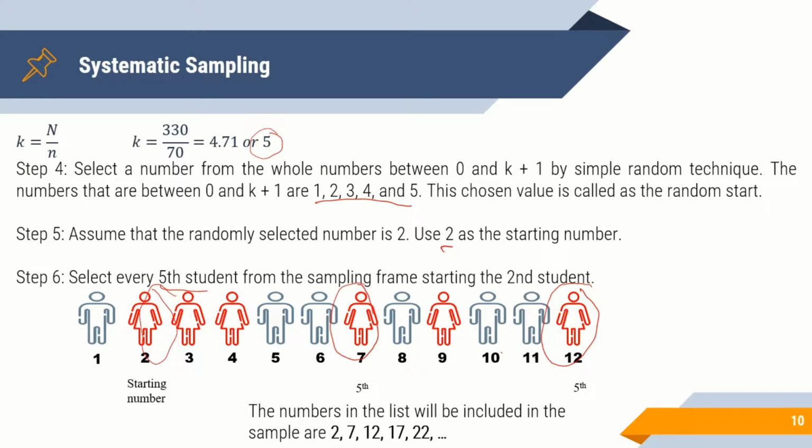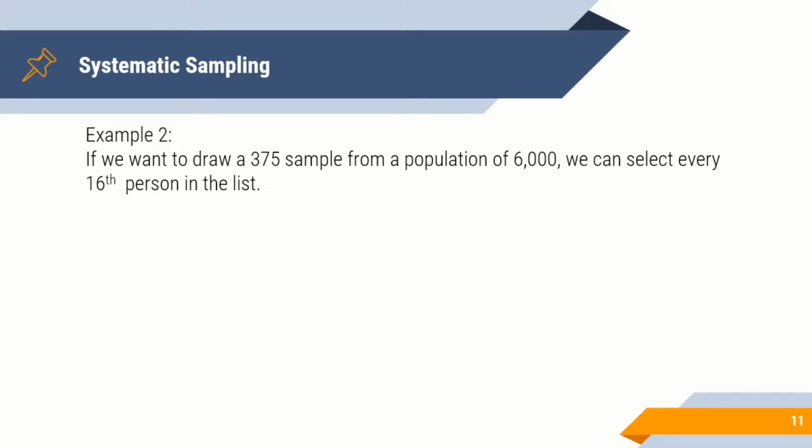For example number 2, if we want to draw a sample of 375 from a population of 6,000, we can select every 16th person in the list. So here the sampling interval is already given, which is 16. So the sample will be 1, then 17, 33, and 49.